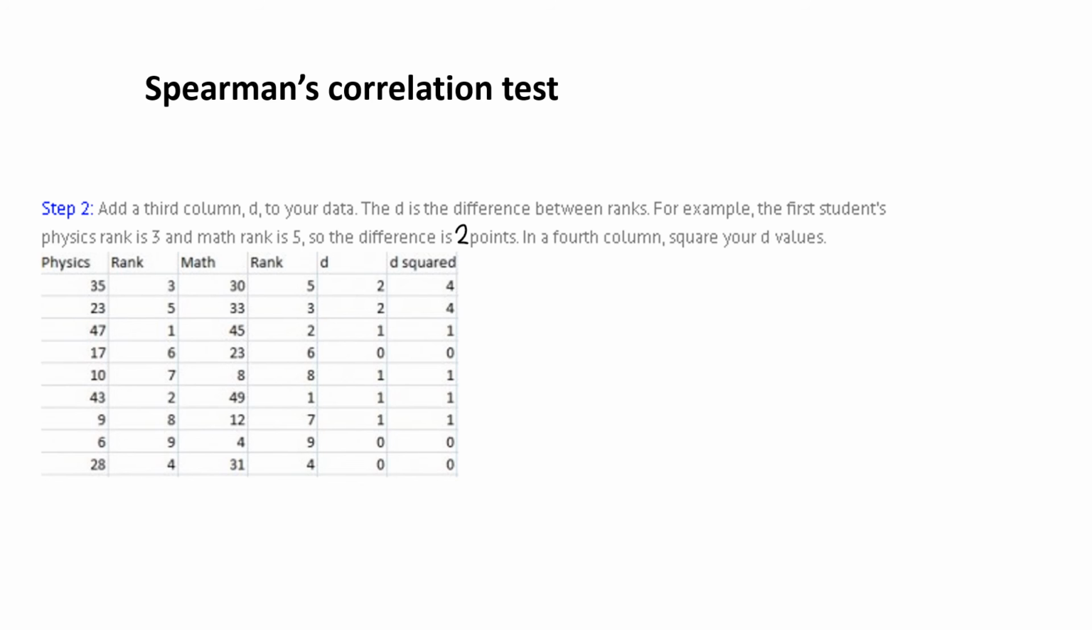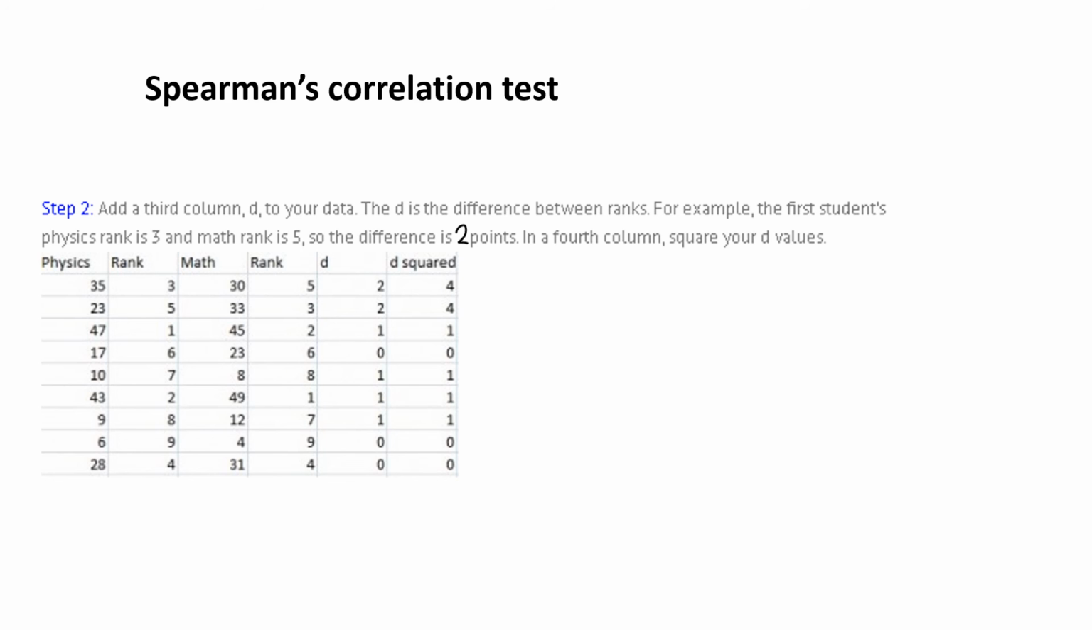Look at the second student, physics rank is 5, maths rank is 3. So the difference is 2. Third student, physics rank is 1 and maths rank is 2. So the difference is 1. Fourth student, physics rank is 6, maths rank is 6. So the difference is 0. Okay, so you have to give D for the difference in ranks.